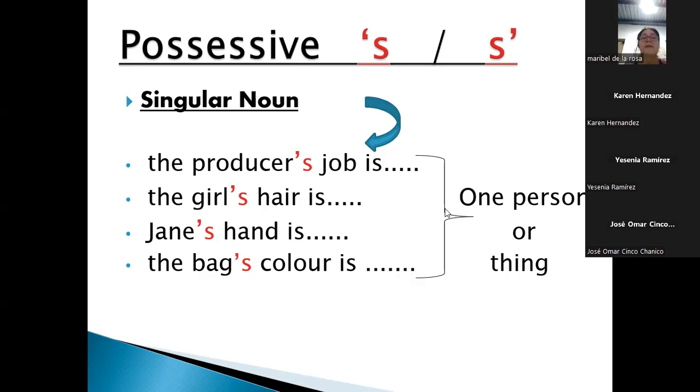Luego, the shirt short. Ese de shirt short, Maribel, ese sería ese verbo to be. La camisa es corta. A menos que usted quiera decir el corto de la camisa. Peter's cow, la vaca de Pedro. Ok. The cat's black es también el verbo to be. El gato es negro. Eso es el verbo to be. No decimos el negro del gato.